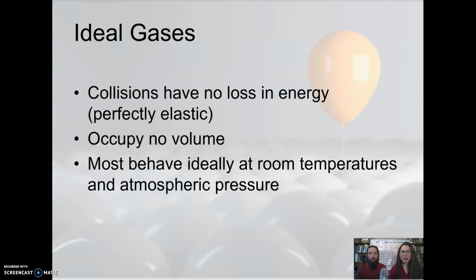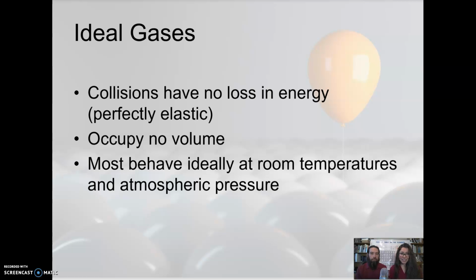All right, we're going to be talking about ideal gases. An ideal gas is one that when the molecules collide, they have no loss in energy. Kind of picture like billiard balls hitting each other and bouncing off of each other, and if there's no loss in energy, we call that a perfectly elastic collision, and that's what ideal gases have. And they also occupy no volume.